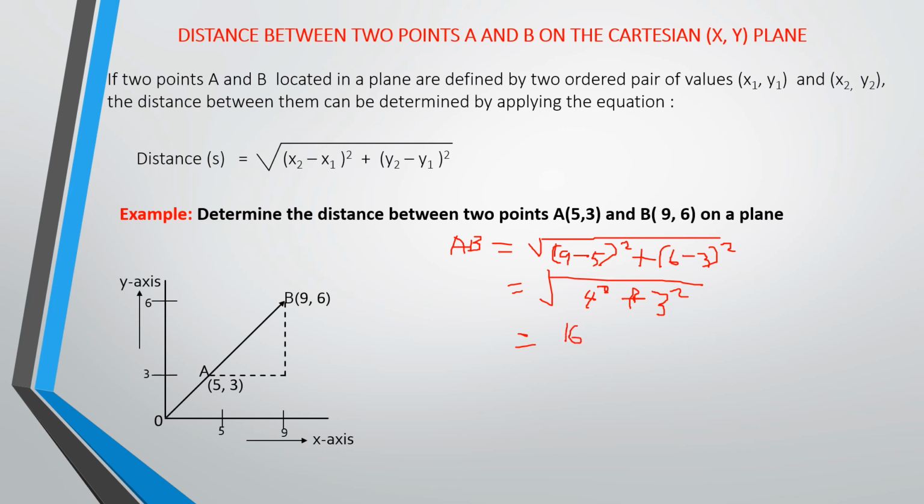So that gives you the square root of 16 plus 9. 16 plus 9 is 25. Wow. So the square root of 25 is equal to 5. So that gives you 5 units. For this one, your answer will be 5 units.